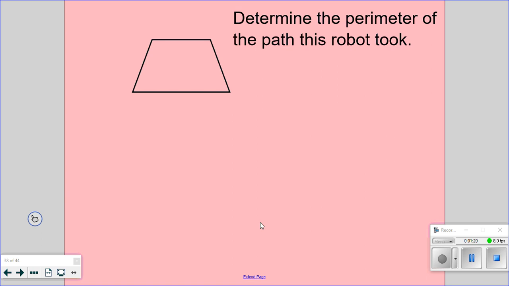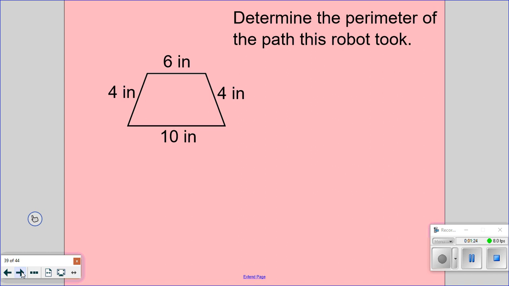All right, so let's look at these dimensions. Go ahead and add these dimensions to your shape. So our top length was 6 inches. Our two side lengths were both 4 inches. Jackson, we're in our notebook, not doing that. Our bottom length was 10 inches.